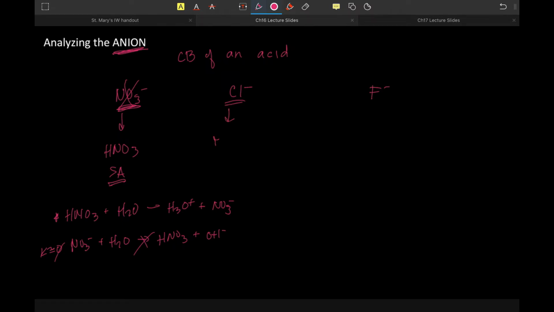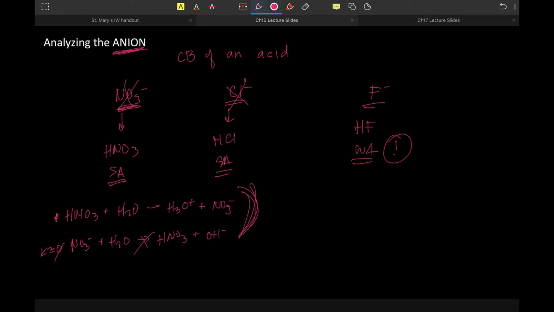If we add an H here, it comes from hydrochloric acid. Hydrochloric acid is also a strong acid based on the same exact discussion, so negligible basicity. All right. Fluoride, if we protonated it, would be HF. And then, ding, ding, ding, this is our weak acid.